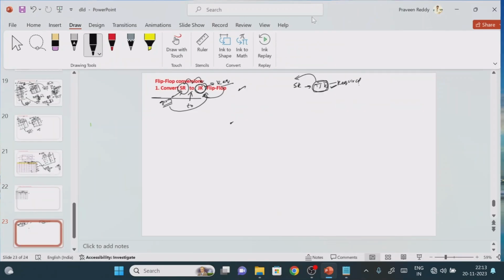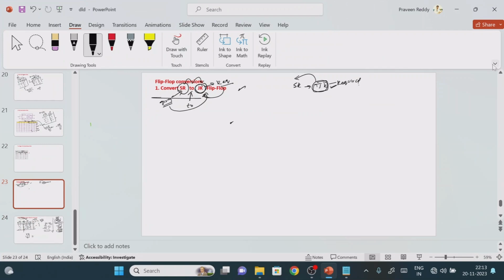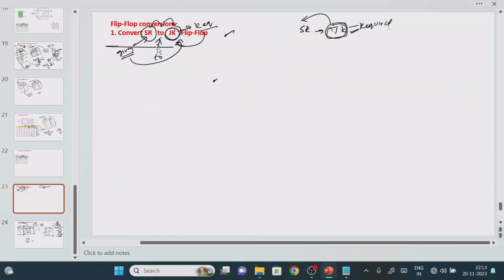Now if you observe here, what is the flip flop conversion we need to do? SR flip flop to JK flip flop. What is the required flip flop here? JK flip flop is the required flip flop. The simple meaning is, what is the flip flop they have given? SR flip flop. If we consider the circuit diagram it will look somewhat complex.